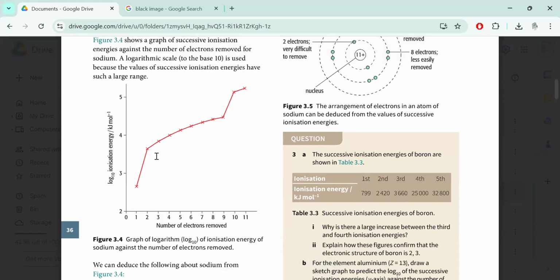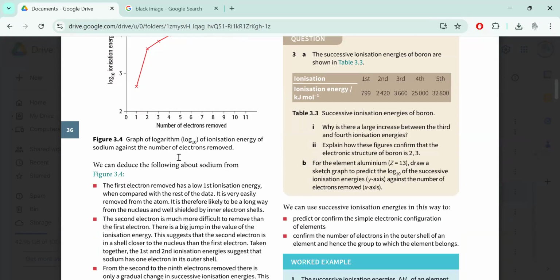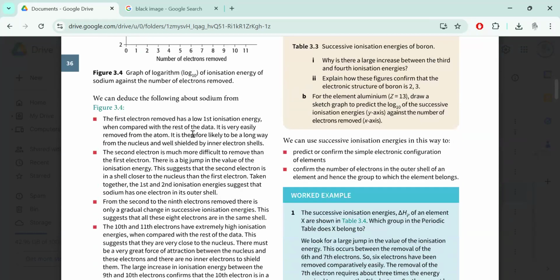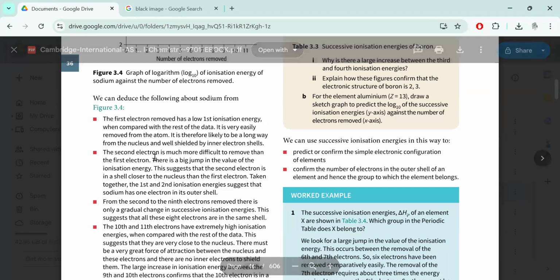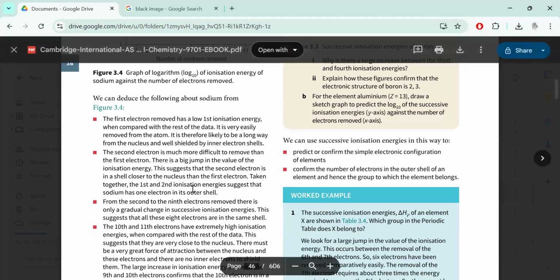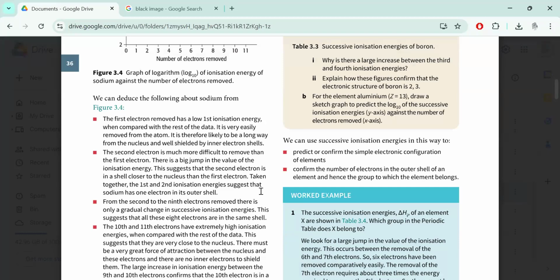But it has a high ionization energy for the second electron removed, the second ionization energy, because in this state the electrons of sodium are actually stable, as we can see right here. The second electron is much more difficult to remove than the first electron. There is a big jump in the value of the ionization energy. This suggests that the second electron is in a shell closer to the nucleus than the first electron.